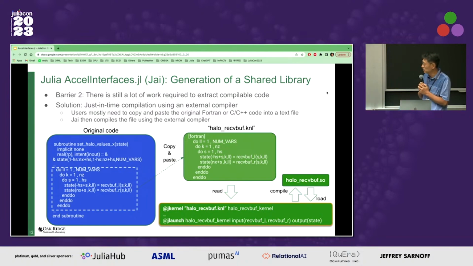And then we created the JKernel macro that reads those text files or the body part of the Fortran function, and then adds additional code to make sure that it's compilable, and then generates the shared library, and then compiles, loads, and makes a call on those processes automatically. So it just simplifies how to generate a shared library and how to use the shared library.